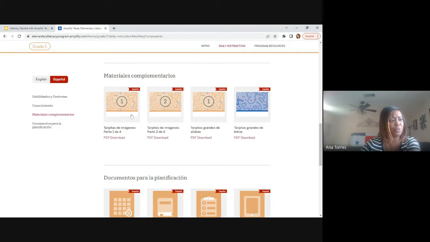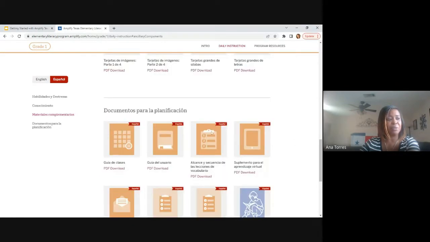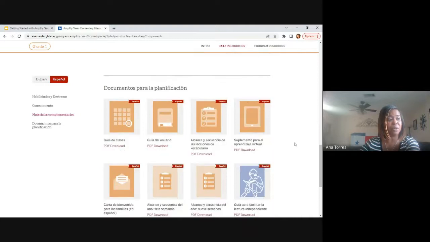You have 2 of those because they're divided into sections. So this is part 1 of 4, part 2 of 4, and as we get 3 of 4 and 4 of 4, those will be put here. You also have tarjetas grandes de sílabas, big syllable cards. And you'll also have tarjetas grandes de letras, which are your letter cards. So that's included here.